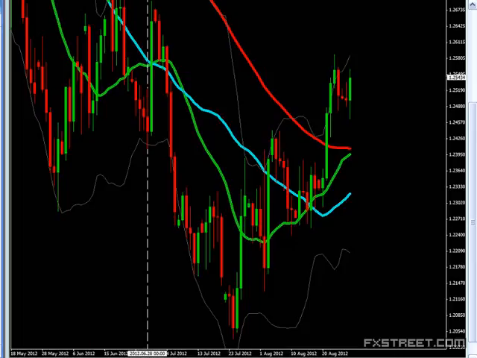The moving averages are in order, and then once the moving averages are in order, we can overlay that with a trend line. Take a look at the Aussie dollar, and we'll run through both exercises here. First, we'll look at the trend lines, and then we'll overlay that with our moving averages.